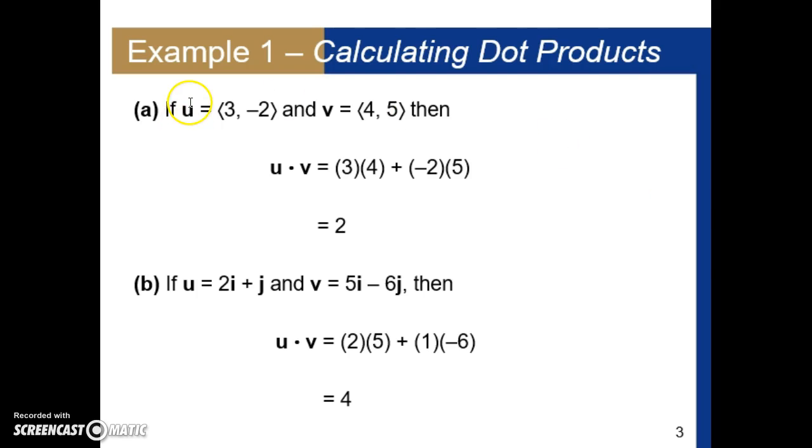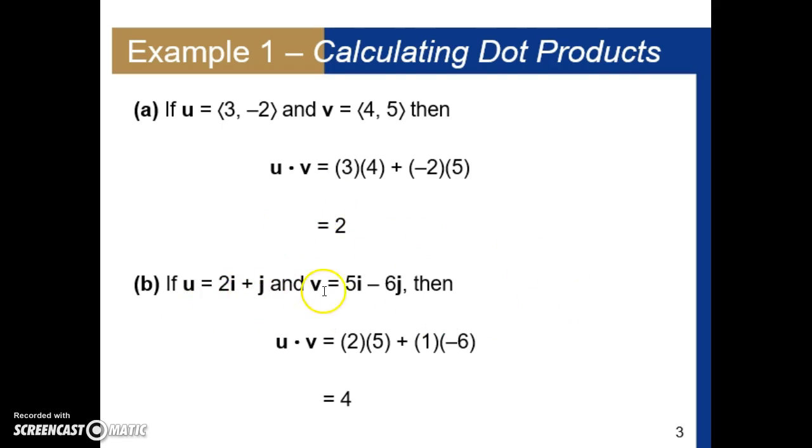So here, given vector u, which is 3, negative 2, and vector v, which is 4, 5, then u dot v, the dot product of u and v, is the horizontal components multiplied together, 3 times 4, plus the vertical components multiplied together, negative 2 times 5. So 12 minus 10, the dot product of u and v, is positive 2.